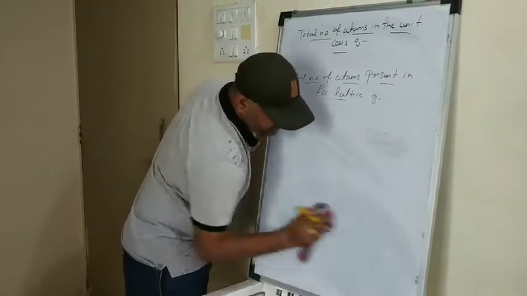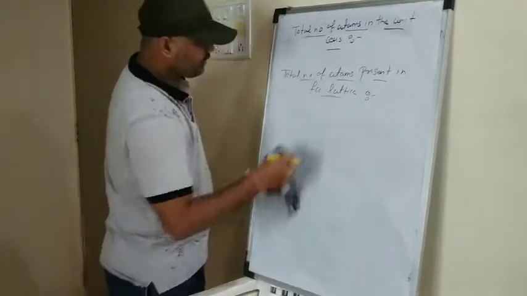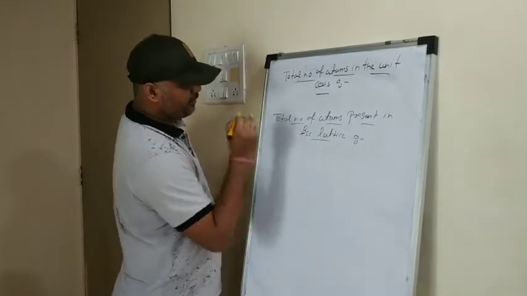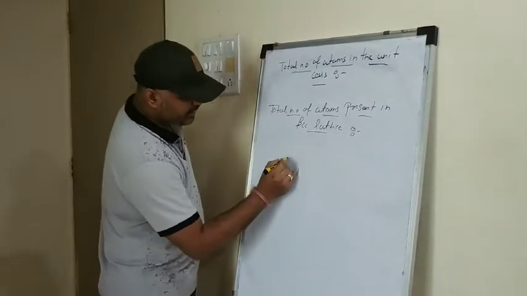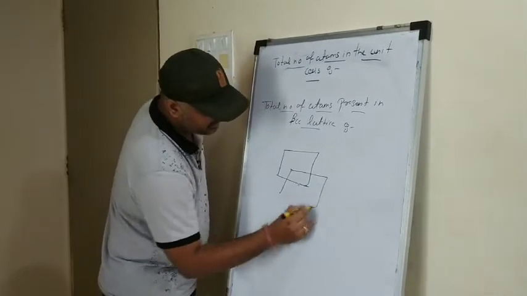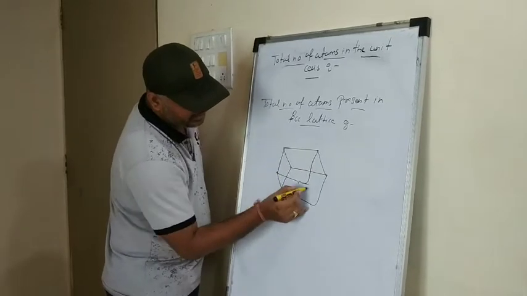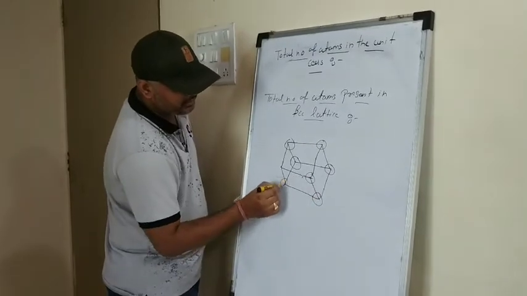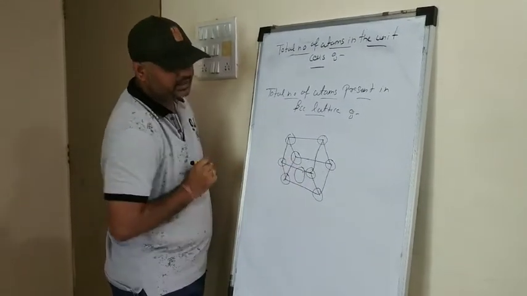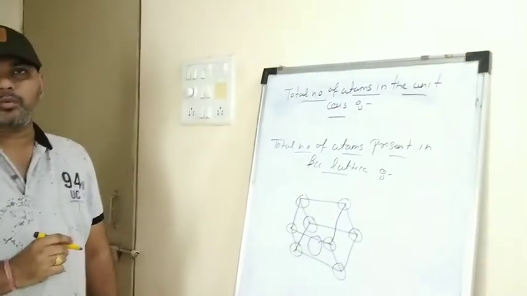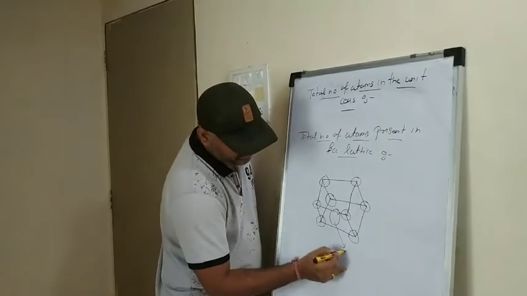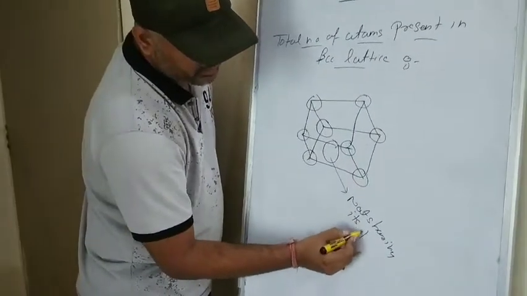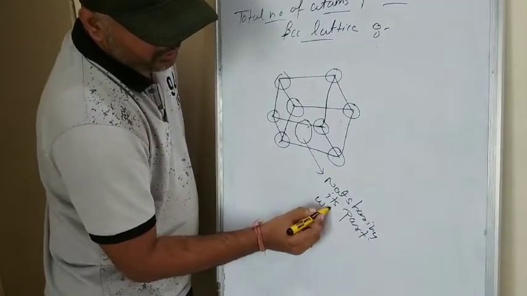Let's take the next example. That will be of the BCC lattice. In the BCC lattice, let's draw the structure. So there are 8 constituent particles at the 8 corners, and 1 particle is present in the middle, in the middle of the body, right? Now let me tell you, this particular particle is not sharing its part. It's not sharing its part with anyone.